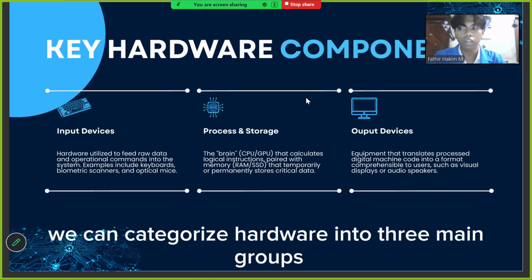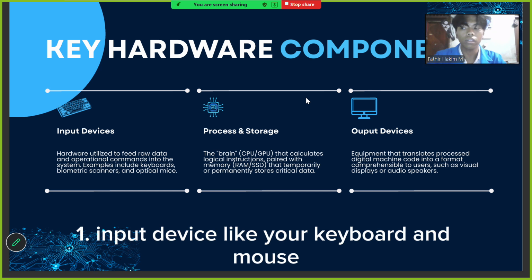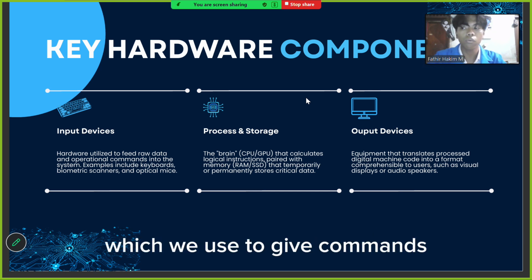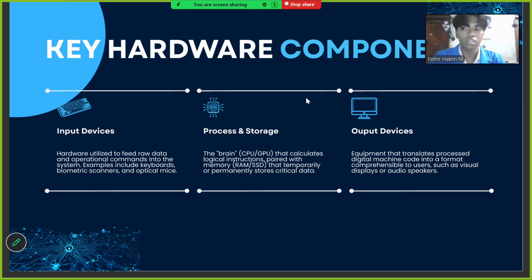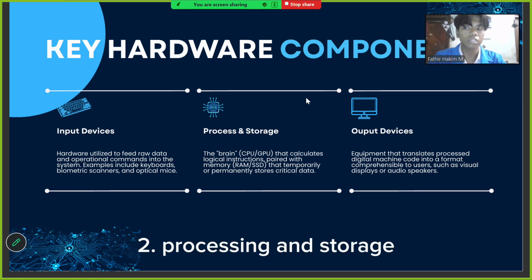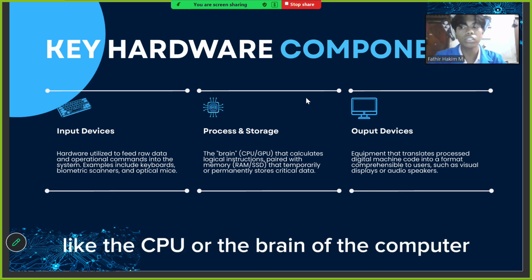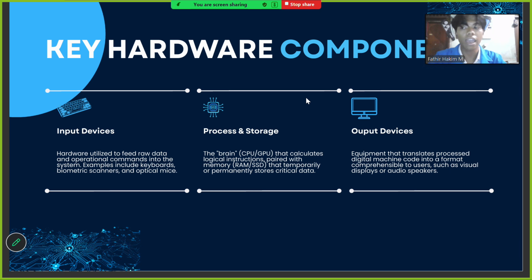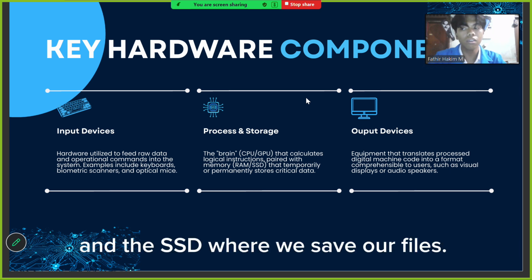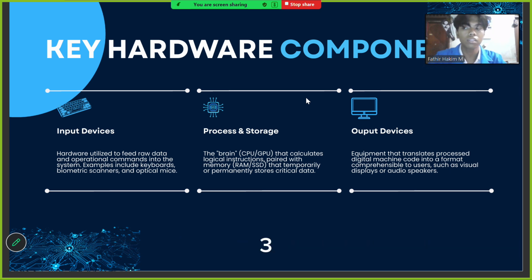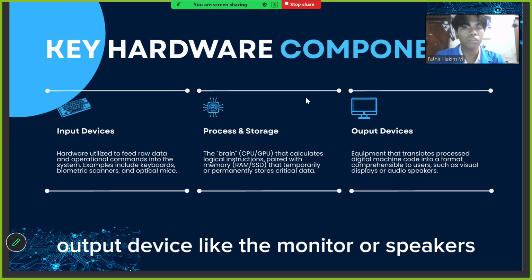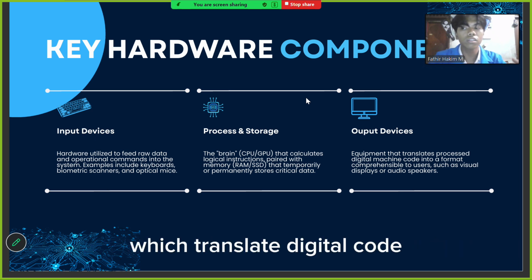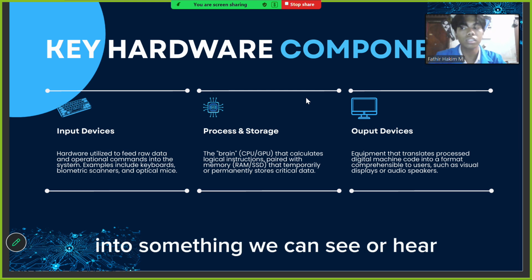We can categorize hardware into three main groups. 1. Input device, like your keyboard and mouse, which we use to give commands. 2. Processing and storage, like the CPU or the brain of the computer, and the SSD where we save our files. 3. Output device, like the monitor or speakers, which translate digital code into something we can see or hear.